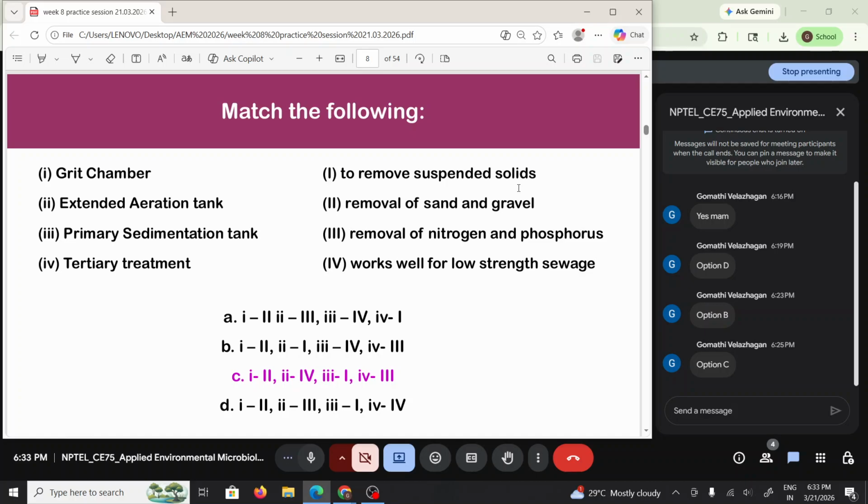Match the following. Sedimentation tank and grit chamber are used for removing the solids only. In primary sedimentation tank, you remove the suspended solids, and again you get a sludge. After the aeration tank, you will have again a sedimentation tank that is also used to remove the suspended solids. Now the suspended solids will be your grown biomass along with the EPS.